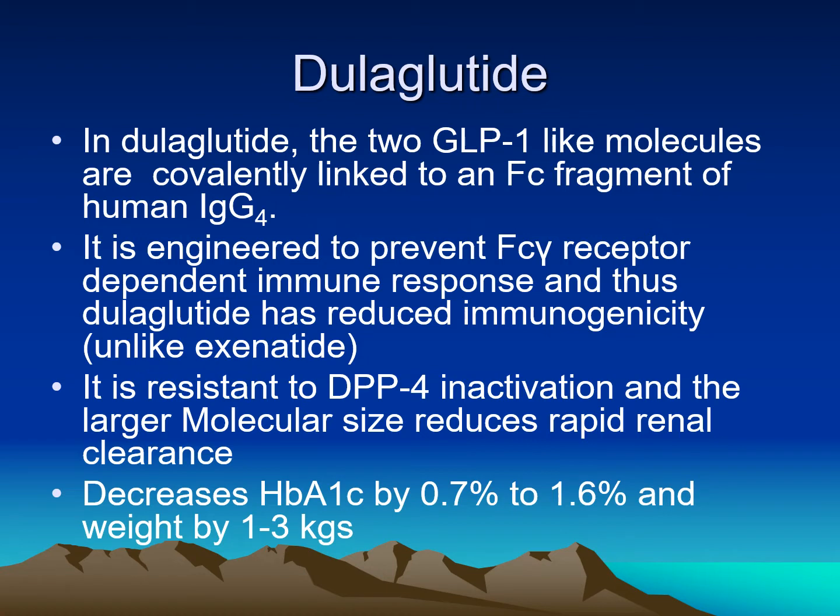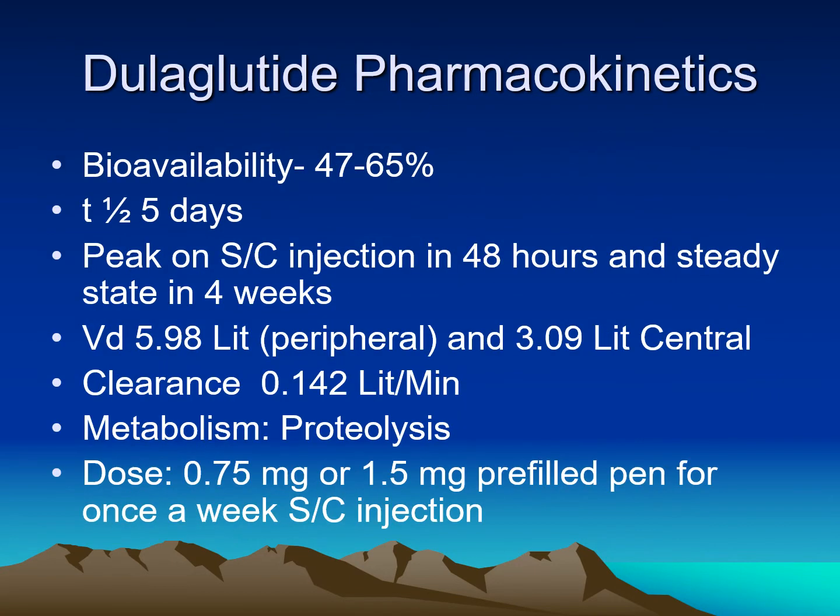The impact of dulaglutide is tremendous. Reduction in the hemoglobin A1C up to 1.6% and weight by 1 to 3 kg. Now the drug is bioavailable up to 65% when given subcutaneously with a half-life of 5 days, so it is given once weekly, and volume of distribution peripheral is 5 liters and the central is 3 liters. Clearance is also low, and this drug, being a protein, is metabolized by proteolysis. Currently, it is recommended as 0.75 mg or 1.5 mg subcutaneous prefilled syringe to be given once a week.